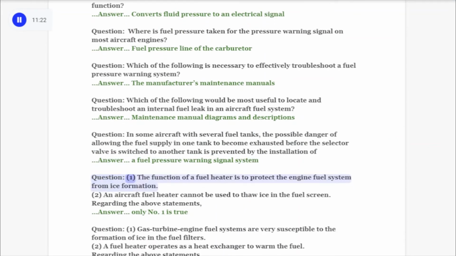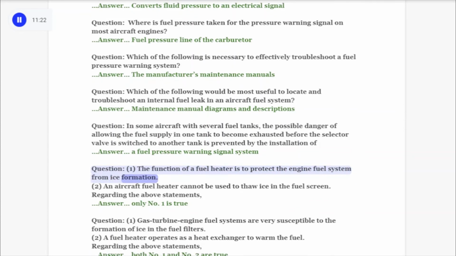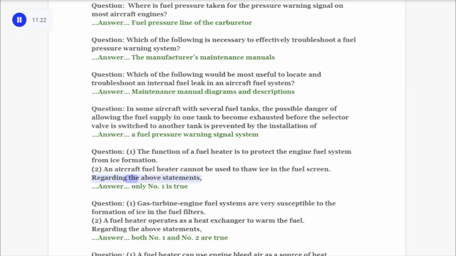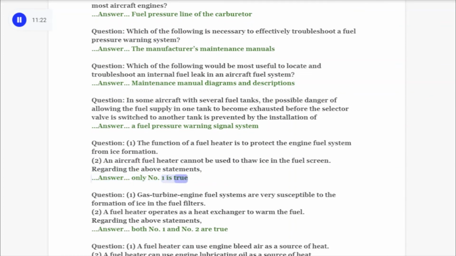Question: 1. The function of a fuel heater is to protect the engine fuel system from ice formation. 2. An aircraft fuel heater cannot be used to thaw ice in the fuel screen. Regarding the above statements. Answer: only number 1 is true.